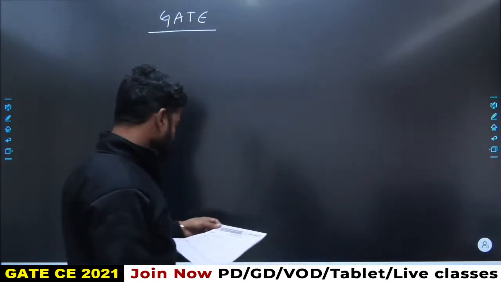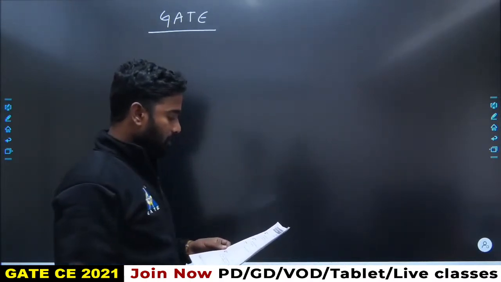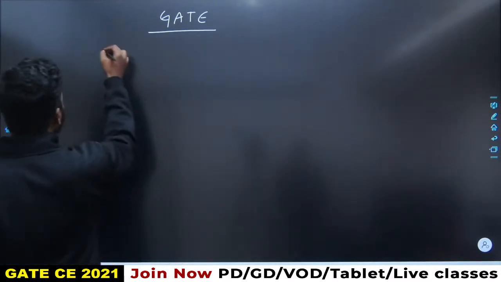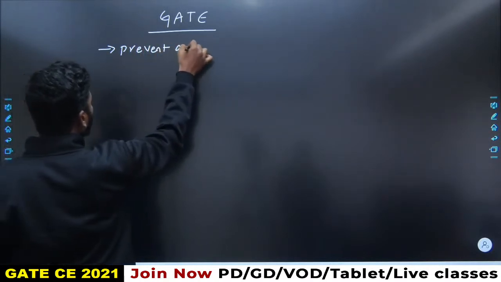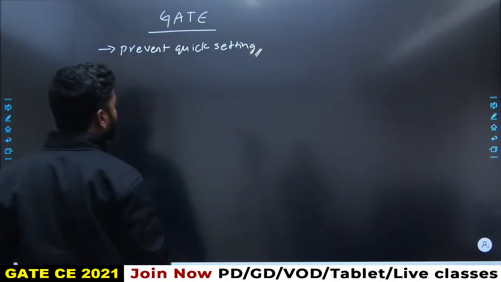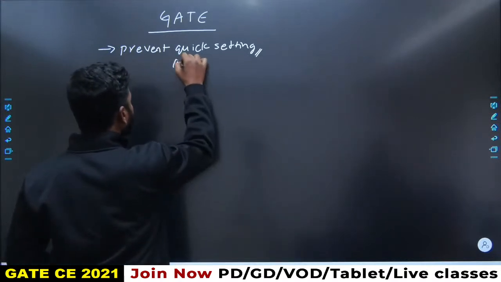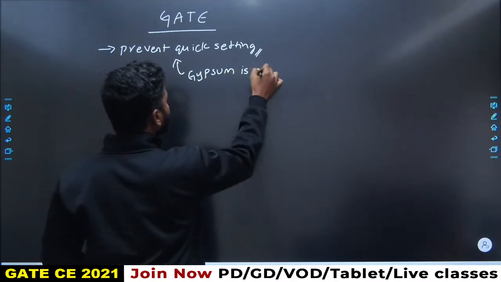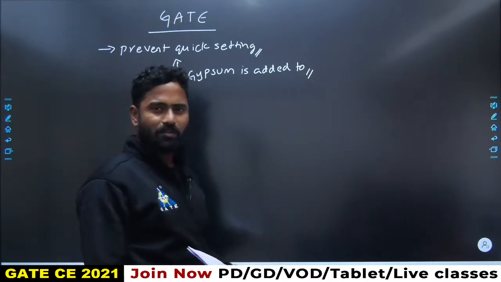The first question I have is: gypsum is added in the cement due to what? Gypsum is added to prevent quick setting time, right? That is the major property of gypsum: to delay the setting, we add gypsum in the cement. Gypsum is added in the cement in order to prevent quick setting. Fine, so that's a very basic question.